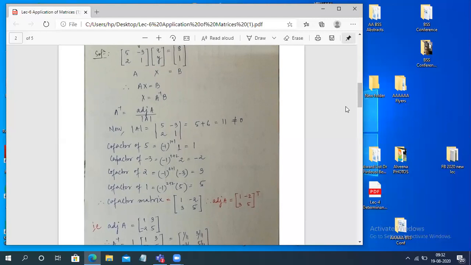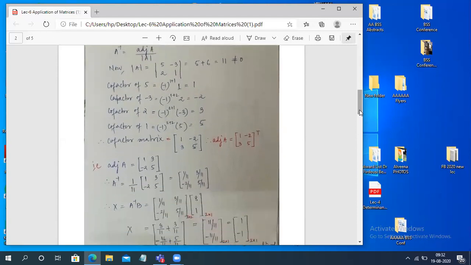Now to find the adjoint of the matrix A, you have to transpose the cofactor matrix. So that means adjoint of A is equal to the transpose of the cofactor matrix, and for this you just have to transform the rows into columns. So here the row is 1, minus 2, so write it in the form of a column, 1, minus 2. The cofactor matrix's other row is 3, 5, so write it as the column 3, 5. So this is your adjoint of A.